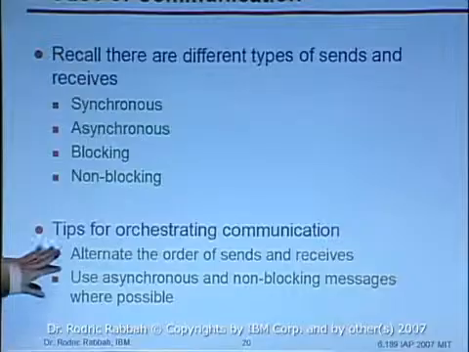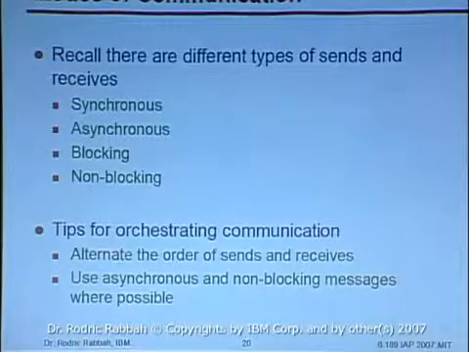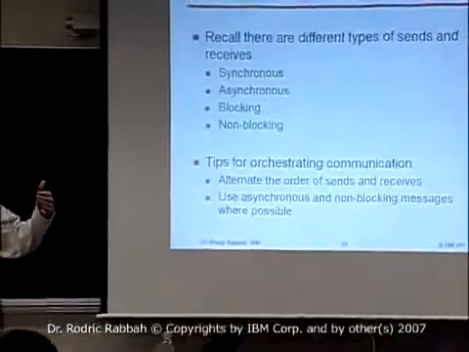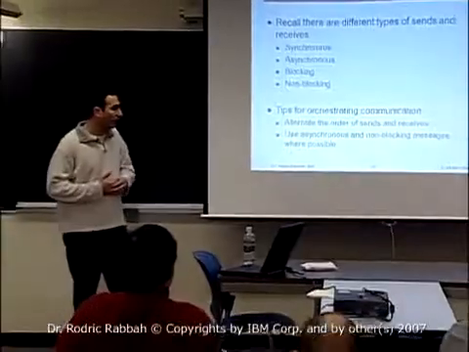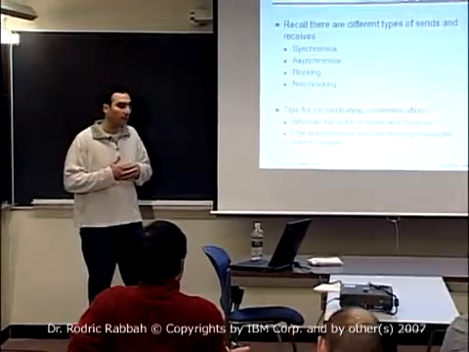And the other mechanism, which was pointed out briefly in the talk on parallel programming, is that you want to order your sends and receives properly. So alternate them: you have a send in one processor, a receive in the other. You can use that to prevent deadlock and get the communication patterns right.